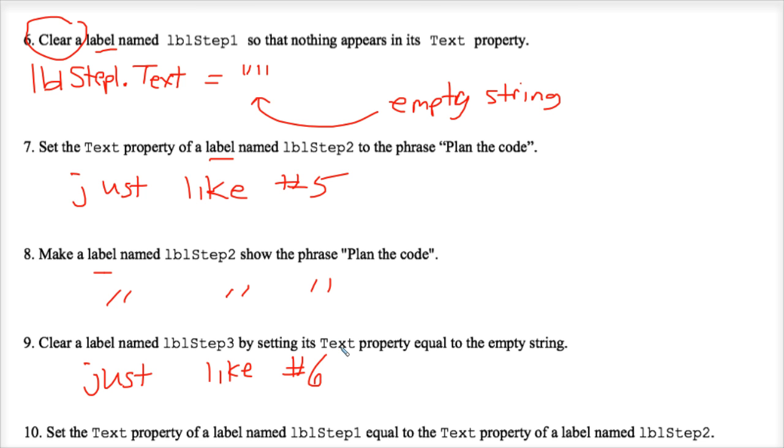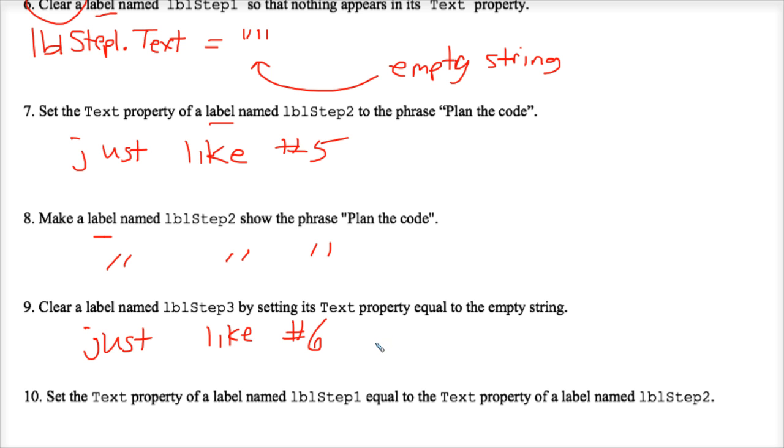Number 10, I'll give that answer to you. It's LBL step 1 dot text, and number 10 here, equals, well, does anybody want to take a guess or a good guess in this room? What do I want on the right-hand side of the equals in number 10? I've used up LBL step 1. What object is mentioned in number 10 that hasn't been used up in the answer yet?